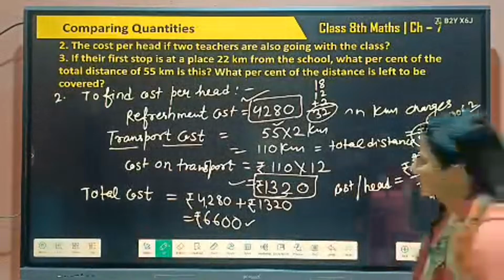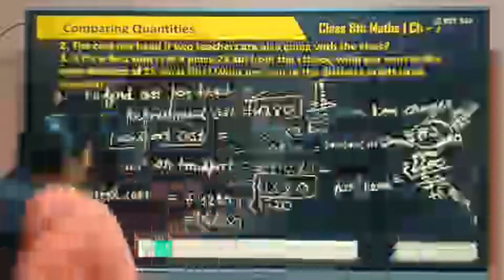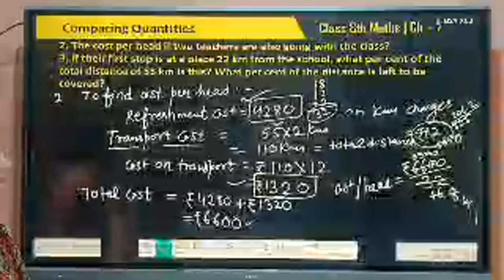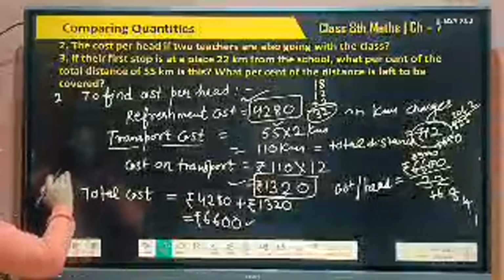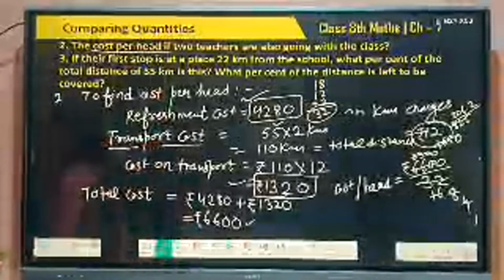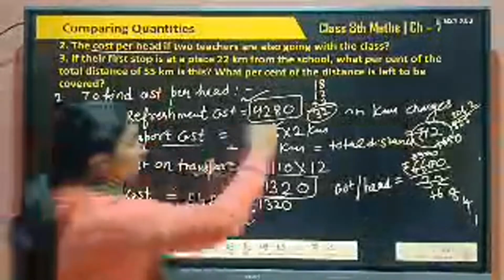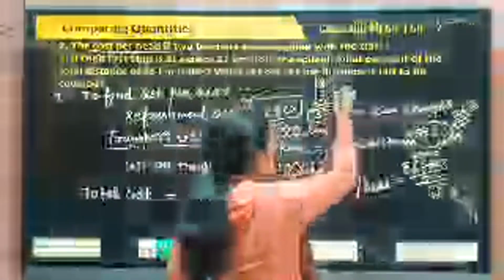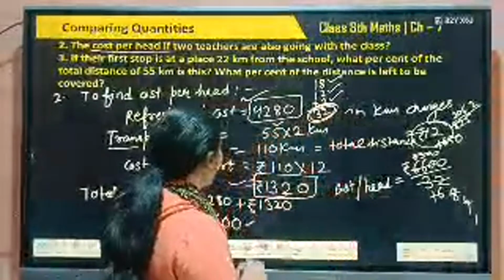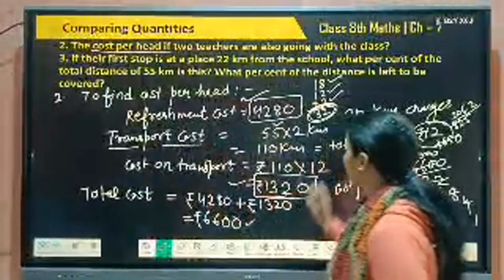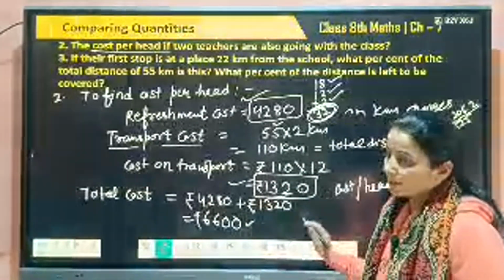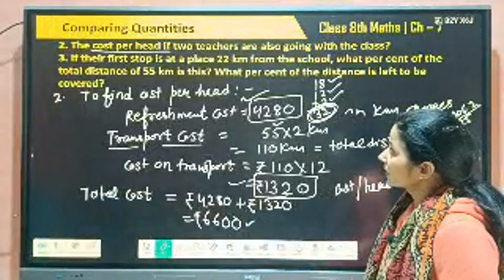So, how we can find out cost per person? Cost per head if two teachers also going with the class, means number of girls are 18 and number of boys are 12 and two more teachers, total persons are 32, and total cost we have to find out, and then we have to add this cost. So in this way we can find out cost per head. Okay, what is third part?